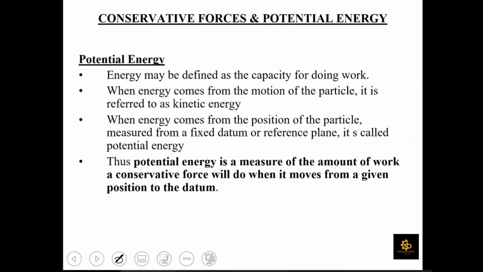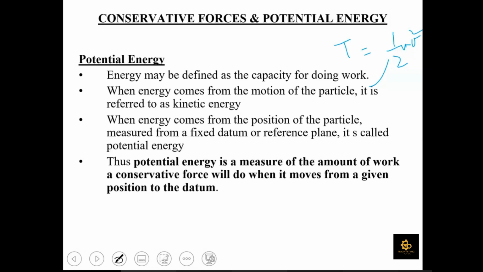Okay, now moving on to potential energy. Energy may be defined as the capacity of doing work. So when this energy comes from the motion of a particle, it is referred to as kinetic energy. हम kinetic energy कहते रहे इससे पहले कि it is half mv square, which is the energy due to the motion of this particle. और kinetic energy को हम represent करते रहे इस book में using the alphabet T.